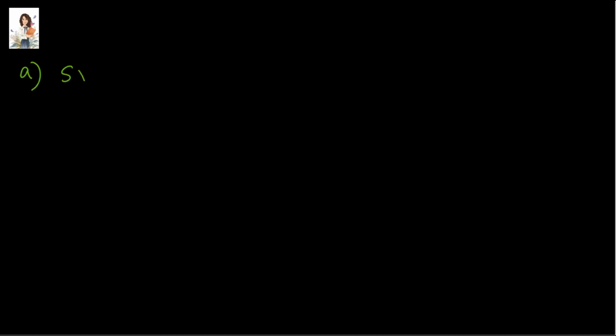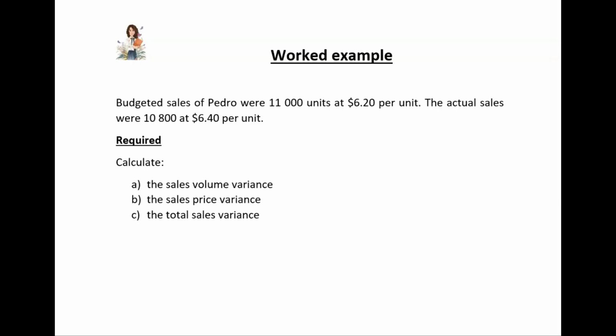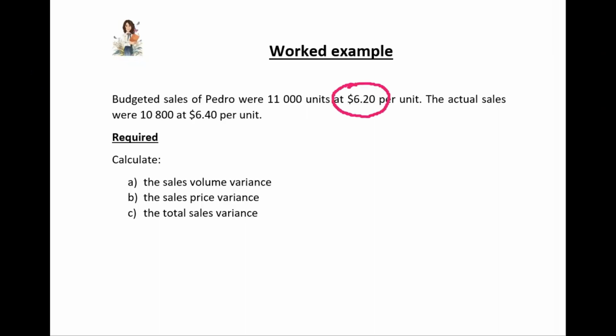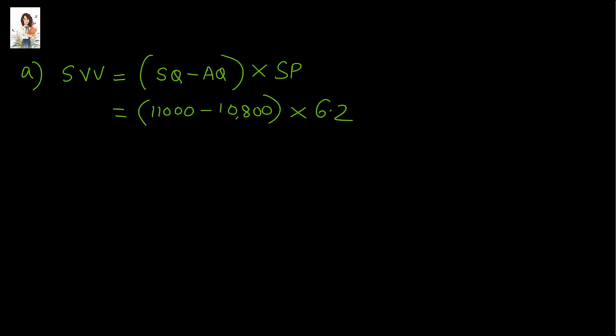This is part A. Sales volume variance is equal to standard quantity minus actual quantity, the whole thing multiplied by the standard price. Standard quantity is 11,000 units and actual quantity is 10,800 units. So we'll write 11,000 minus 10,800 multiplied by the standard price, which is $6.2 per unit. So we'll write 6.2 here. Solving this further, we get 1240.